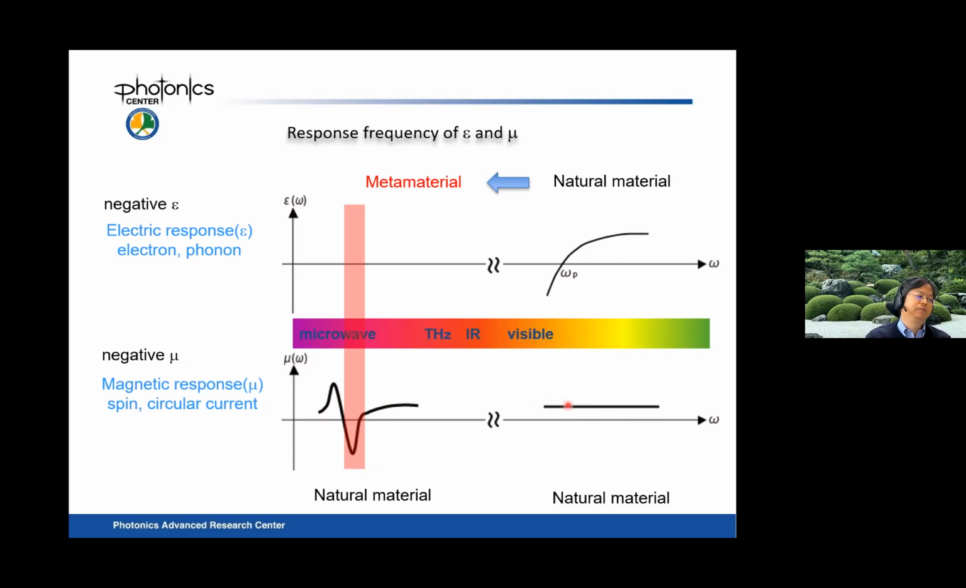So the permeability of the magnetic materials is almost 1 at the optical frequency. So we need to control the permittivity or permeability to become negative at the same frequency. So in this strategy, we can reduce the negative permittivity to microwave frequency by artificial structures. This is a metamaterial. This can be achieved by metamaterials.